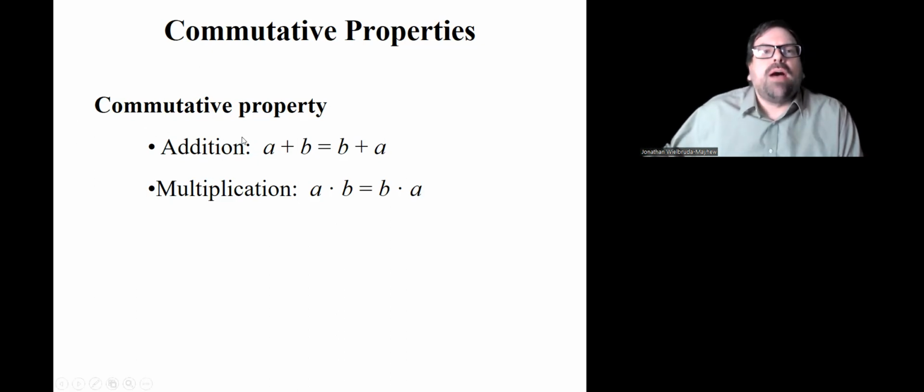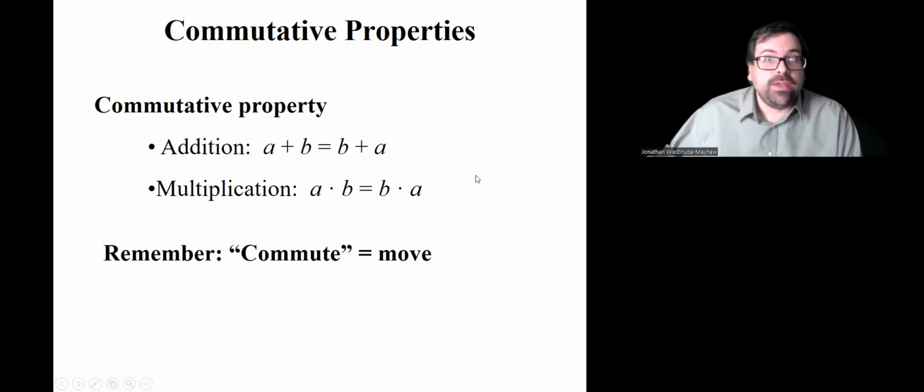The commutative property says that we can add or multiply in any order. So for addition, A plus B is the exact same thing as B plus A. For multiplication, A times B is exactly the same as B times A. It doesn't matter what order we multiply in. If we have a string of multiplication, it doesn't matter what order we multiply in, and if we have a string of addition, it doesn't matter what order we add in.